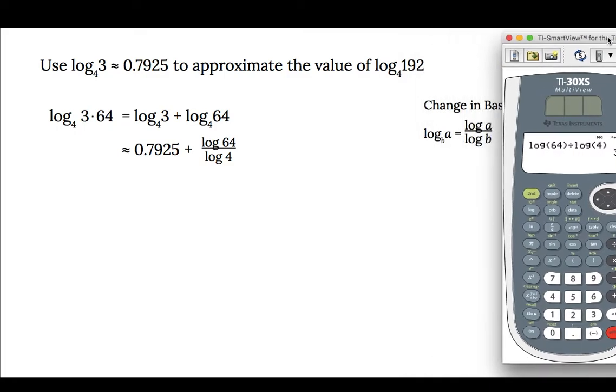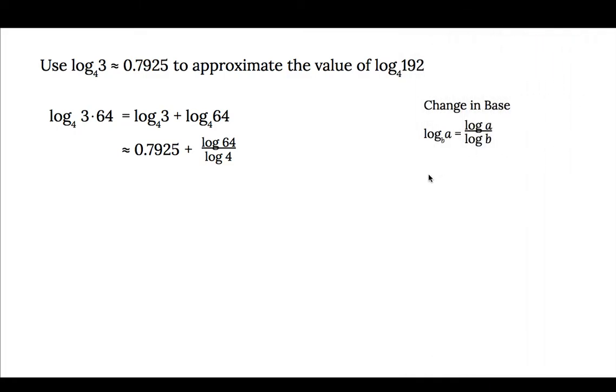So that being said, I get to replace that log 64 over log of 4 with a 3. Add the two numbers together, and we get 3.7925 approximately. So that's what log base 4 of 192 is approximately when it's rounded.